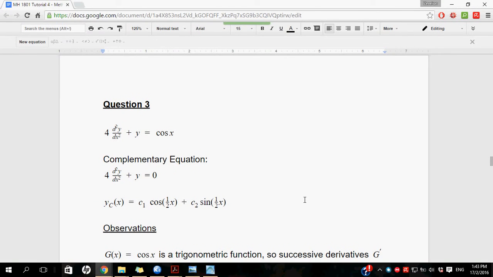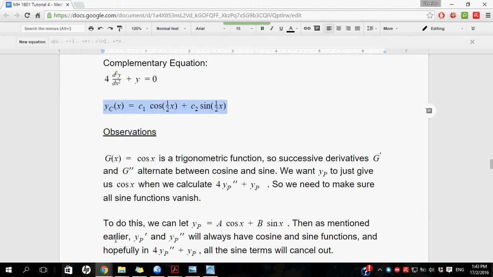Question 3 of tutorial 5. This is our differential equation, and solving the complementary equation will allow us to get yc in this form. We observe that g of x is cosine of x, hence a trigonometric function.